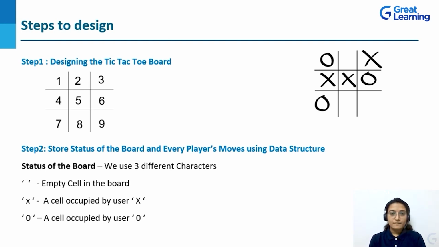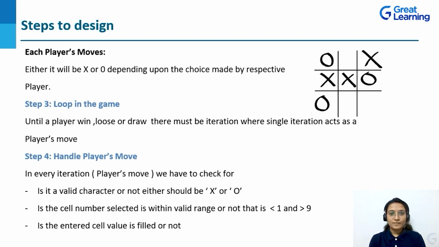And in step 2, we have to store the status of the board and every player's moves using a data structure. Right? So the status of the board might be any of 3 different statuses. One would be empty, second would be filled with X, third would be filled with O. What about players' moves? Every player's move, either it will be X or O depending upon the choice made by that player at the starting of the game. If player 1 chooses X, then player 2 obviously has to take O. If it is O at the end of player 1, obviously it is X at the end of player 2. So we have to keep track of each player's move.